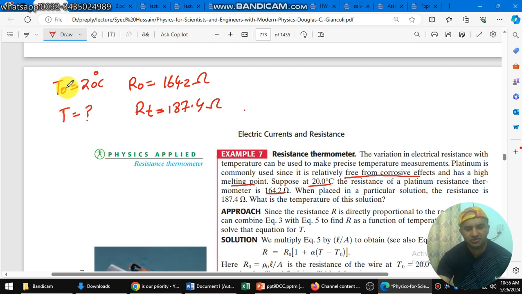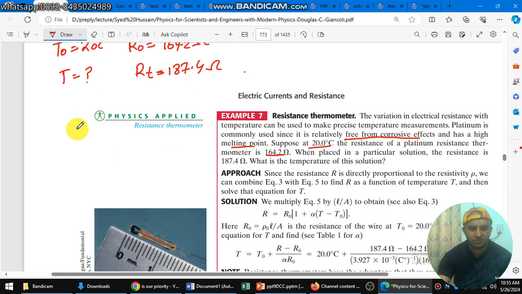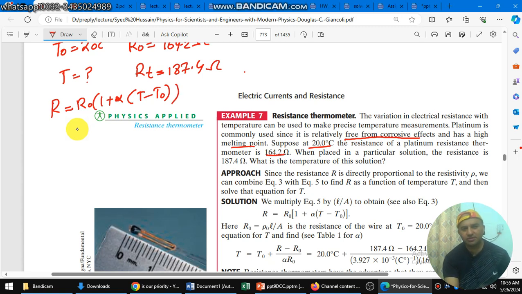So at the initial temperature of 20 degrees Celsius, the resistance is 164.2. At T degrees Celsius, the resistance is 184.4. So we need to find T. In order to find this value, we need to use the formula. As we know, in the previous lesson we already discussed this formula: R is equal to R naught into 1 plus alpha into T minus T naught. This is the basic formula. We modify this formula for T.